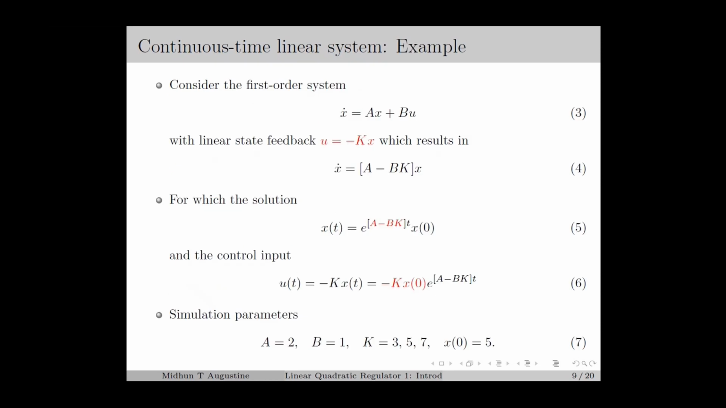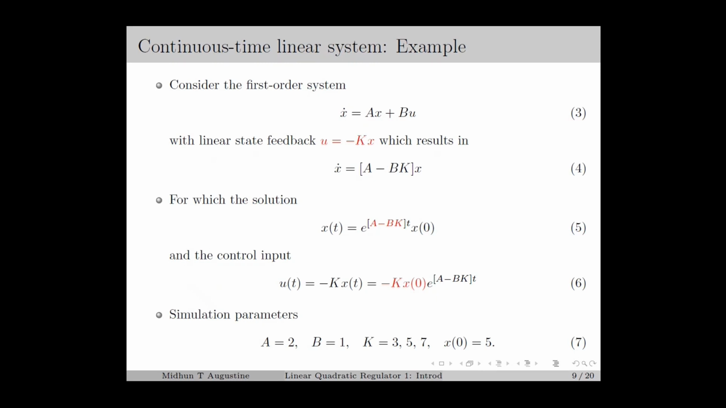As an example of the continuous time linear system, we consider the first order system defined by equation number 3. In linear state feedback, we select the control input u equal to minus kx, where k is some feedback gain. And by substituting this in the state equation, we obtain the closed loop dynamics as in equation number 4.